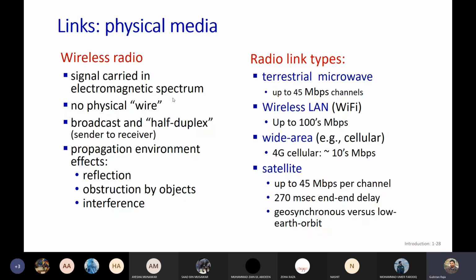Geosynchronous means, anyone having an idea? What is geosynchronous? Satellites which move with the speed of Earth. So that's why they can have a footprint at a constant area. For example, if you want to place your satellite over Pakistan, you bring the satellite over Pakistan and it moves at constant speed, so its footprint or range will always be over Pakistan. So this is known as geosynchronous, satellites which move with the speed of Earth.